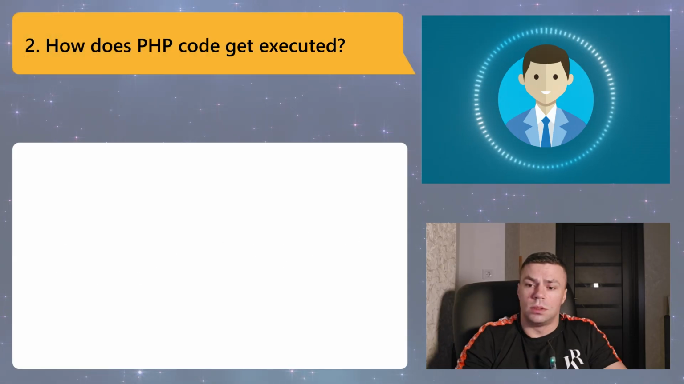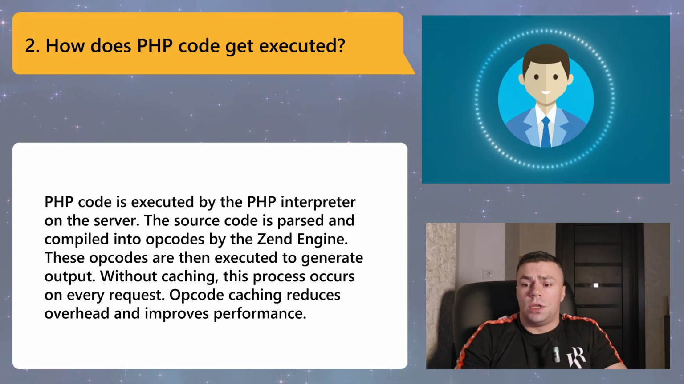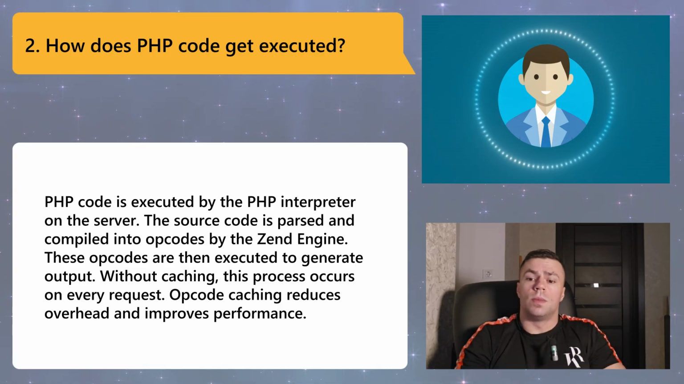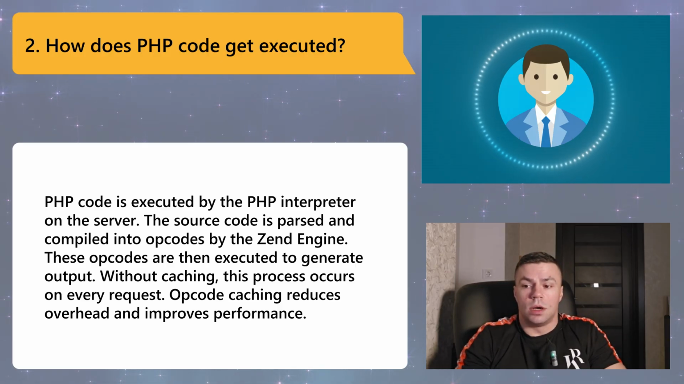How does PHP code get executed? PHP code is executed by the PHP interpreter on the server. The source code is parsed and compiled into opcodes by the Zend engine. These opcodes are then executed to generate output. Without caching, this process occurs on every request. Opcode caching reduces overhead and improves performance.